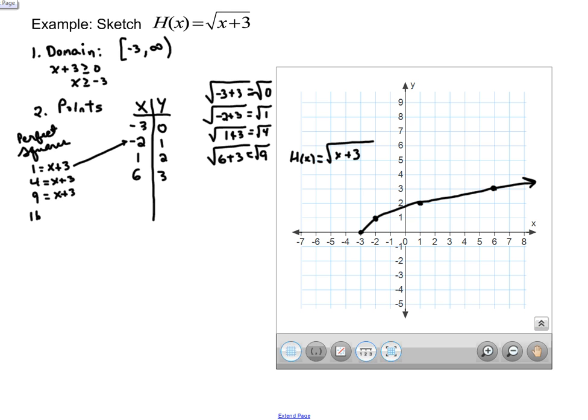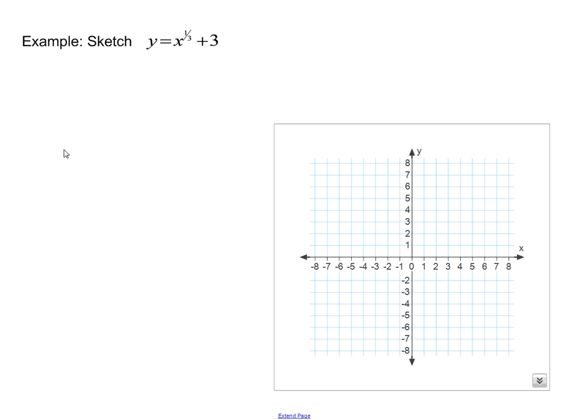Okay, let's try another one. This time, let's try our cube root one. So let's say this time we're told to sketch the graph y equals x to the 1/3 power plus 3. What do we do with that? Well, again, recall that x to the 1/3 is the cube root of x. And this time we're adding 3 to the outside of that. So our domain, remember to identify the domain first, is going to be the set of all real numbers from negative to positive infinity.